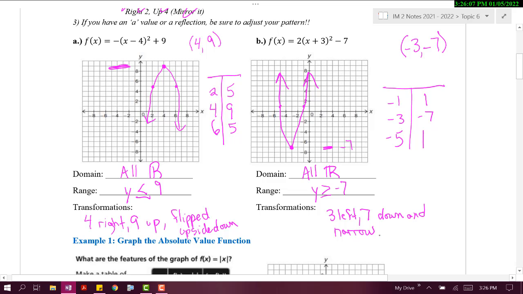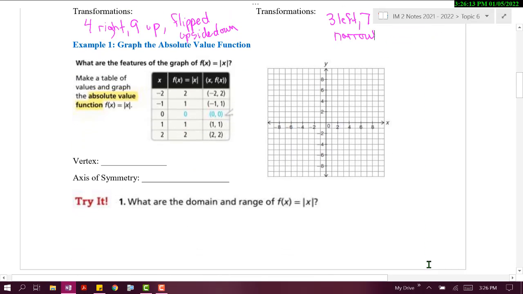So just a review of how we're graphing our parabolas, because absolute values are very close to the same type of thing. So let's continue on. Graph the absolute value function. What are the features of the graph? Make a table of values and graph the absolute value function.